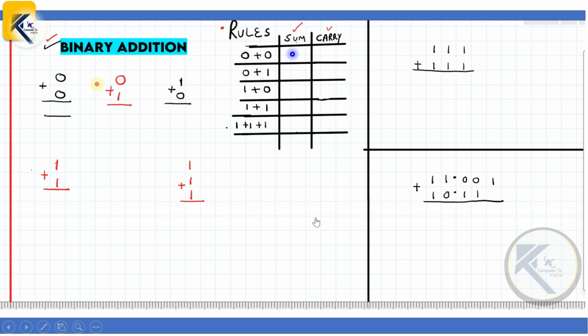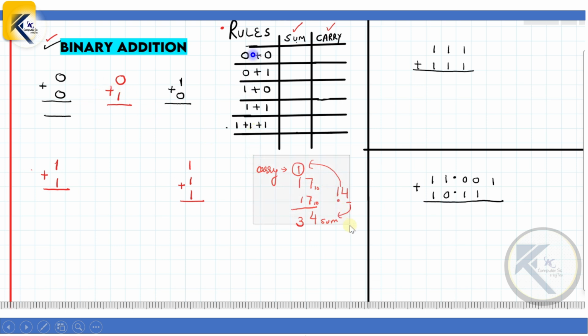So we must know what is sum, what is carry. First we will start with something familiar, something which we know very well. We will try to add these two decimal numbers, 17 plus 17. We start from the least significant digit. So 7 plus 7 will give me 14. This least significant digit 4 is written in the sum section and this 1 is taken as carry to the next column. And then 1 plus 1 plus 1 is 3. In a similar manner, we will perform the addition of the binary numbers.